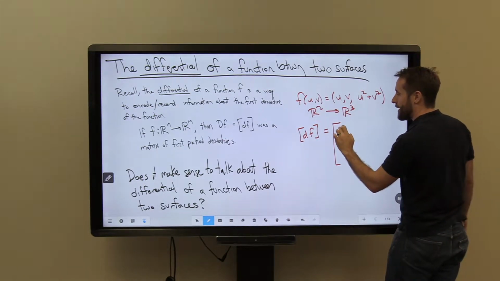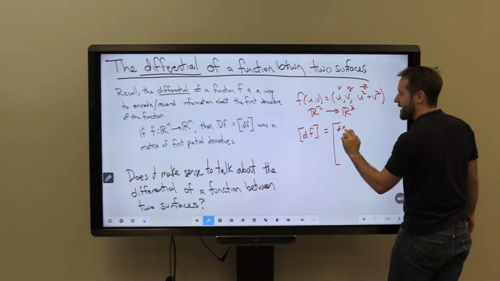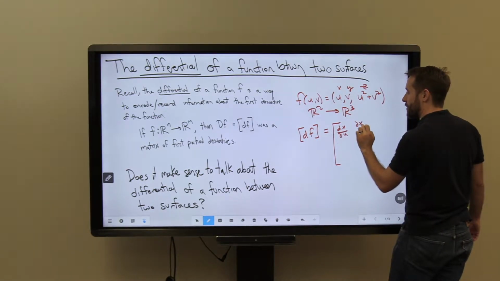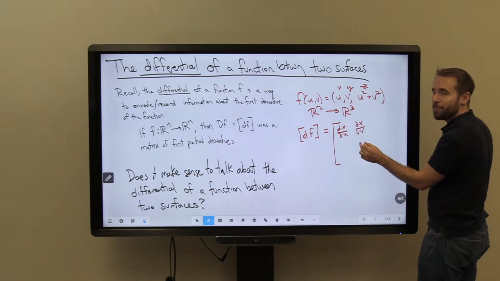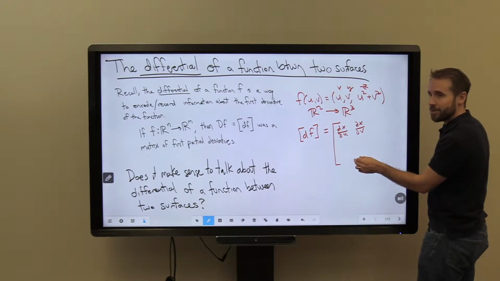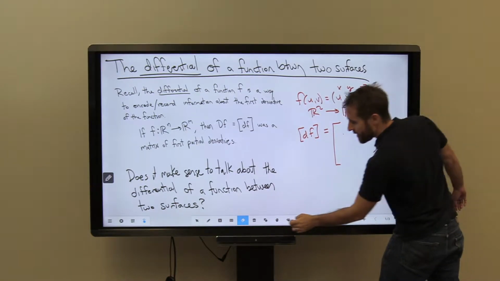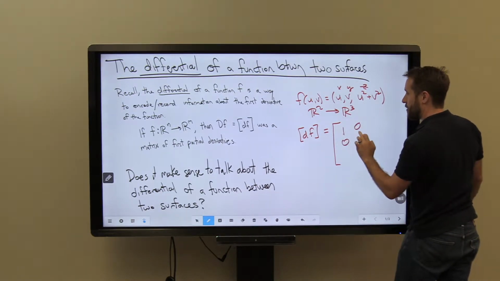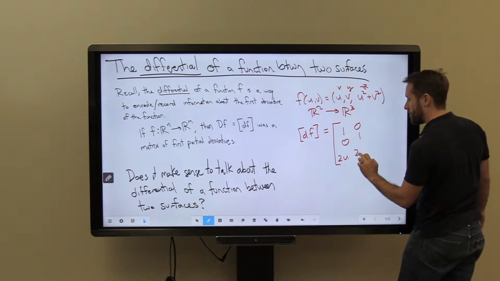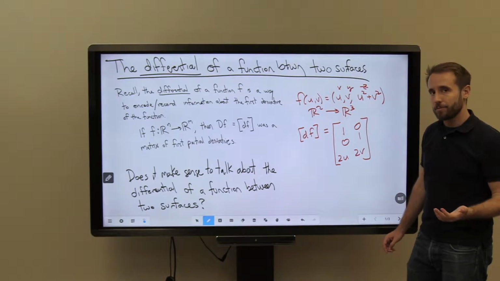In general, if I called these x, y, and z, then this would be partial x partial u, partial x partial v. And then similarly, we would get partial y partial u, partial y partial v, and then partial z partial u, partial z partial v. If we want to skip ahead and fill in those entries, in this case, the entries would be 1, 0, 0, 1, and then 2u, 2v. And that's encoding all of that first derivative information about this function.